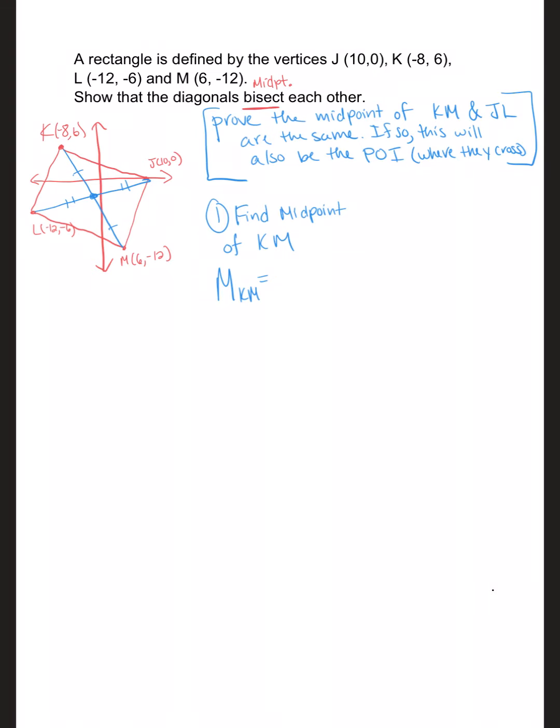And that's just going to be the average of my x's and the average of my y's. So my x's are -8 and 6, and my y's are 6 and -12. So -8 plus 6 is a -2. -2 divided by 2 is a -1. And then 6 plus a -12 is a -6. -6 divided by 2 is a -3. Okay, so there's our midpoint for KM. We then need to find the midpoint of JL.